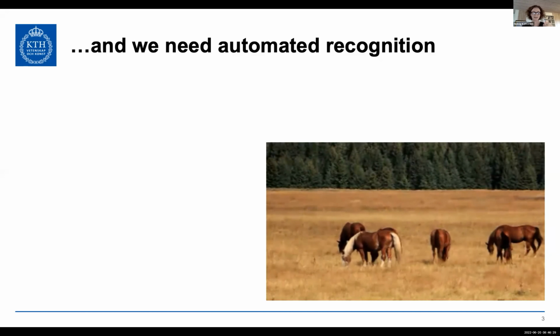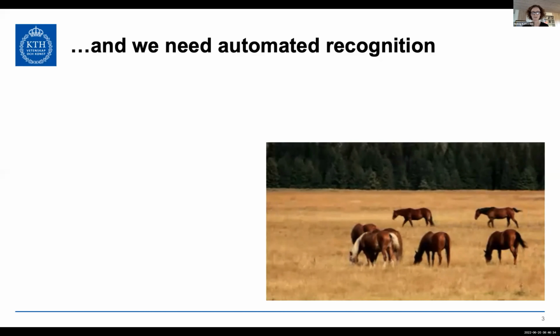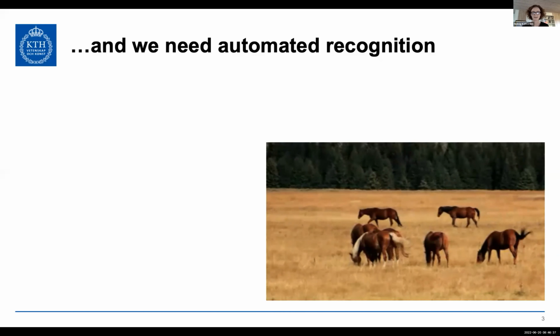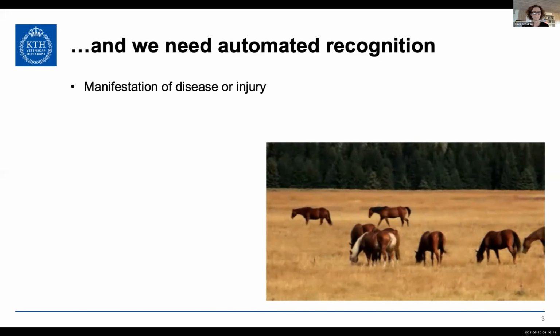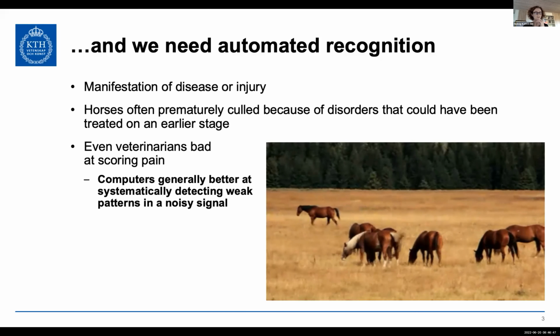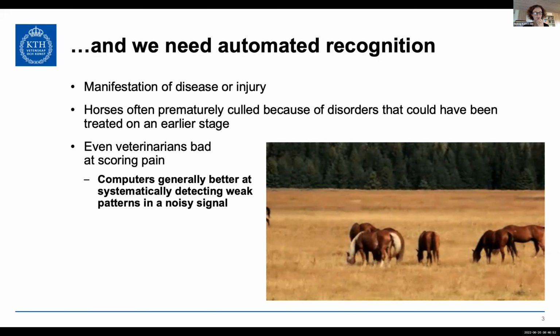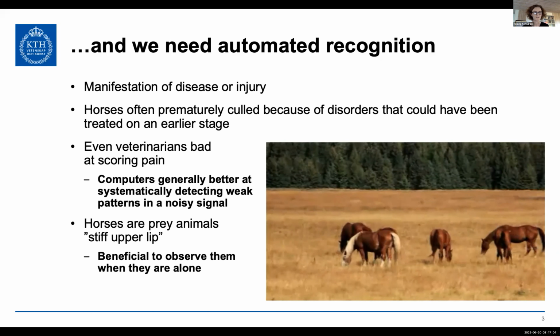So if we could detect signs of pain earlier, we would have much better chances of treating these horses instead of taking their lives. And even veterinarians are bad at this. It's really, really difficult, even for a trained professional, to see when a horse is in pain. And as in other areas, computers are generally better at systematically detecting weak patterns in noisy signals.